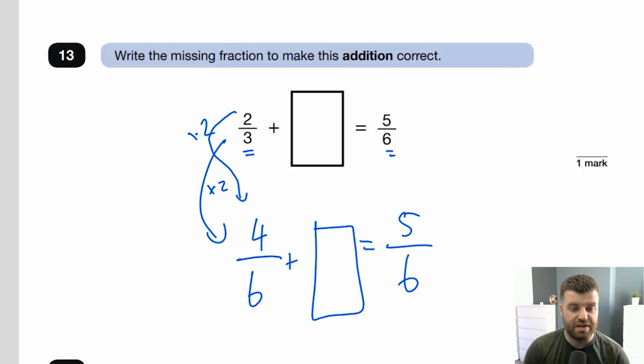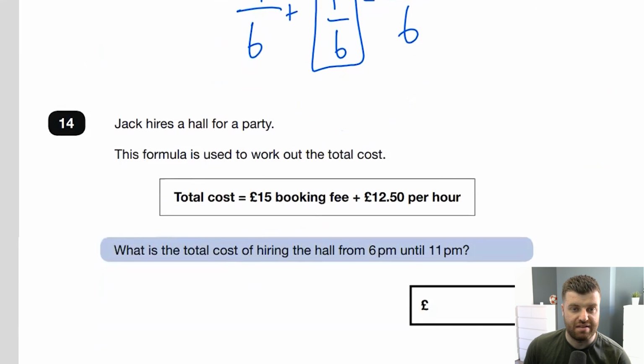This becomes a really easy question now. The answer is just 1/6. It's all about the denominators having to match before we do anything with them.